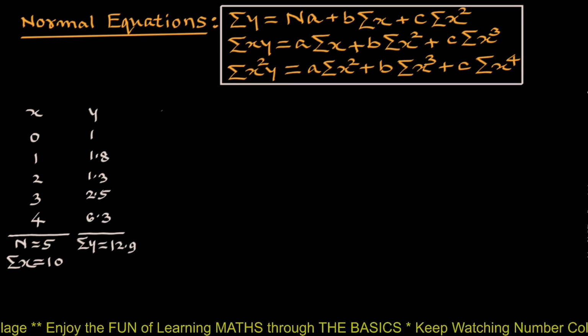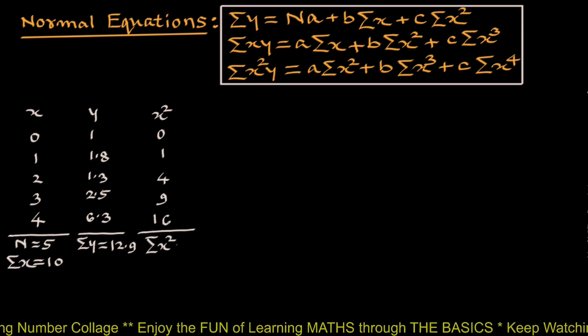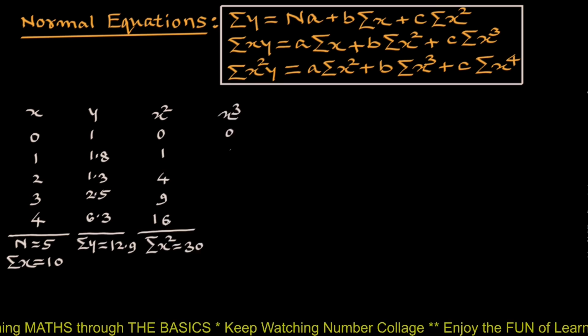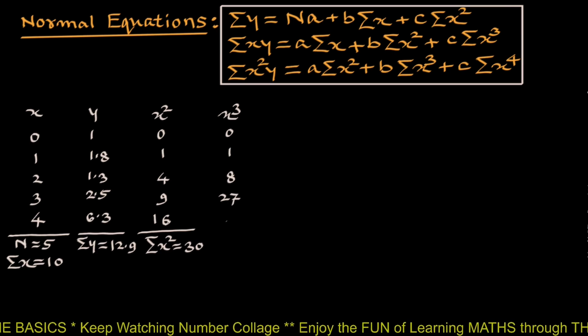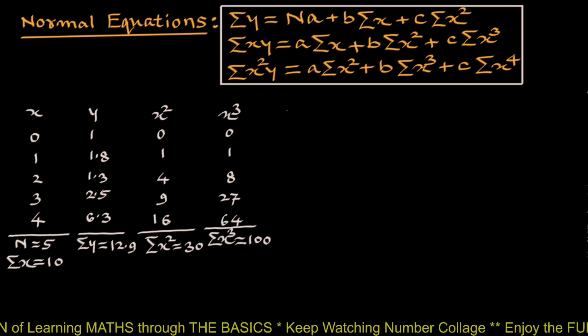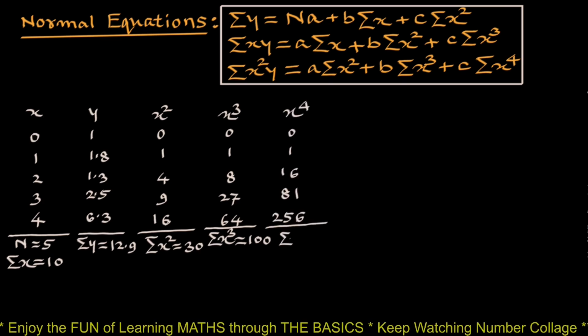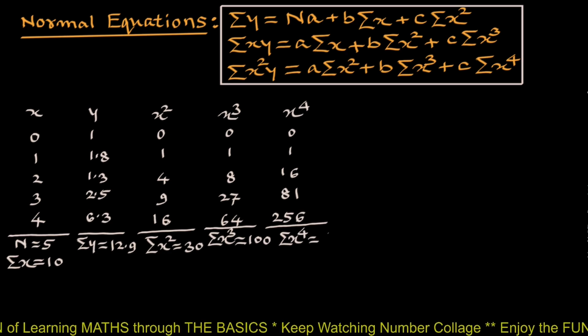We need x square: 0, 1 etc. and 16. Summation x square is 30. We need x cube: 0, 1 etc. and 64. Summation x cube is 100. We need x raised to 4: 0, 1 etc. Summation x raised to 4 is 354.